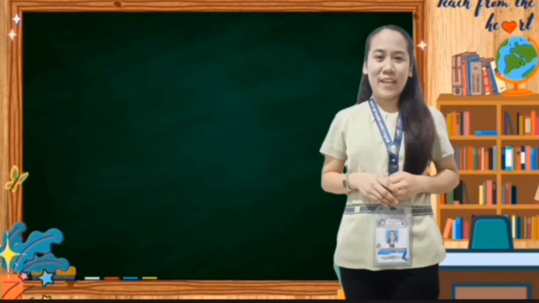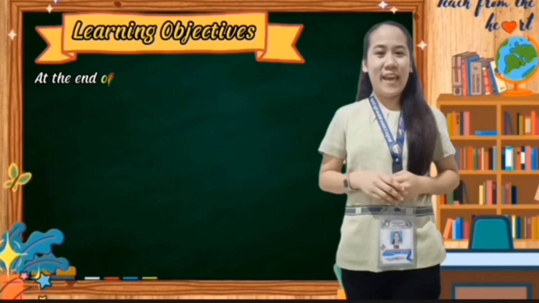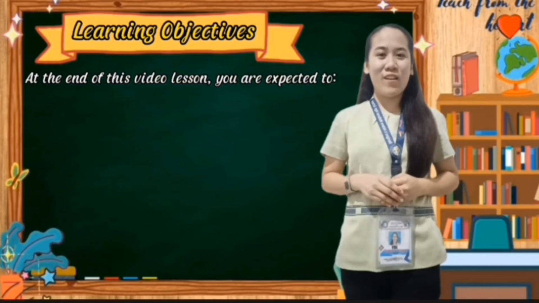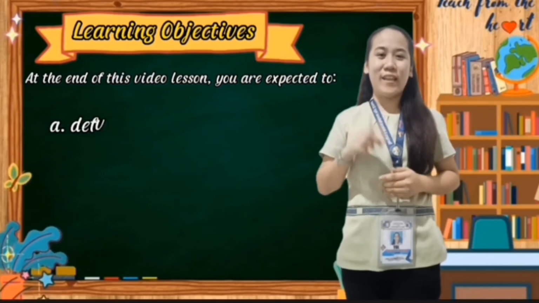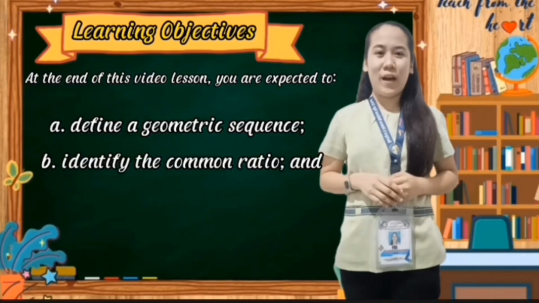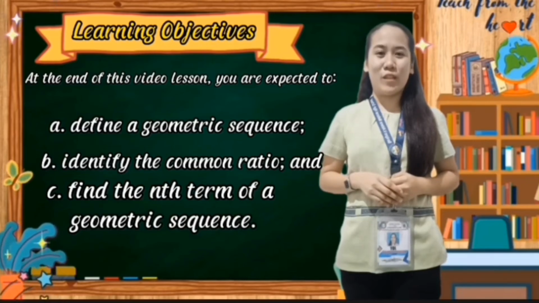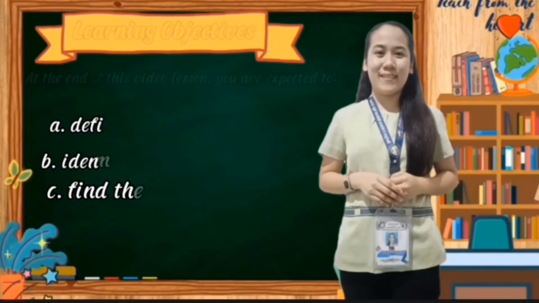Before we start, let us be guided by the following learning objectives. At the end of this video lesson, you are expected to: 1. Define a geometric sequence. 2. Identify the common ratio. And 3. Find the nth term of a geometric sequence.